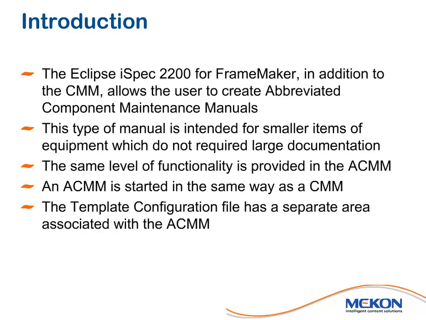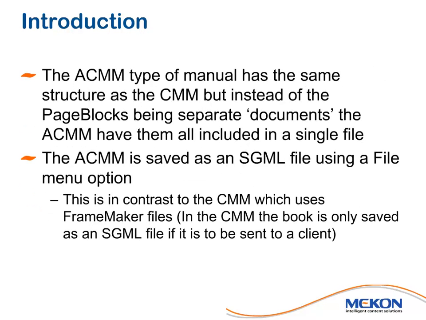You've got the same level of functionality as the CMM, and it started in the same way. The template configuration file has a separate area associated with ACMM, but the same sort of facilities are available. The ACMM type of manual has the same structure as the CMM, but instead of saving the page blocks out as separate documents, as we do in the CMM, the ACMM has them all included in a single file, and that file is saved as an HTML file rather than a book and all the additional files, and that's very much in contrast to the CMM.